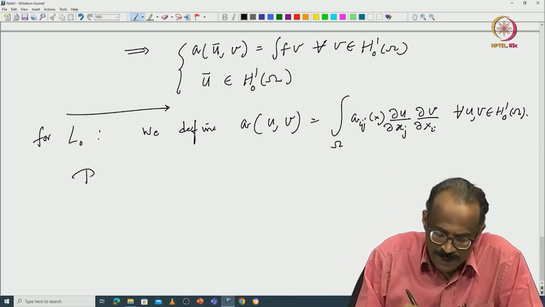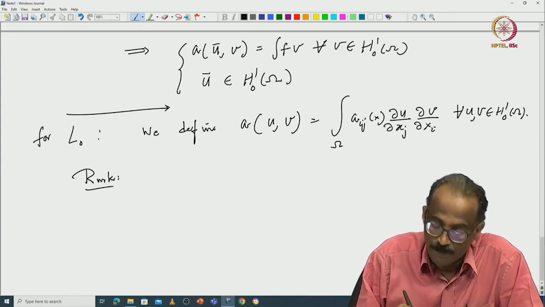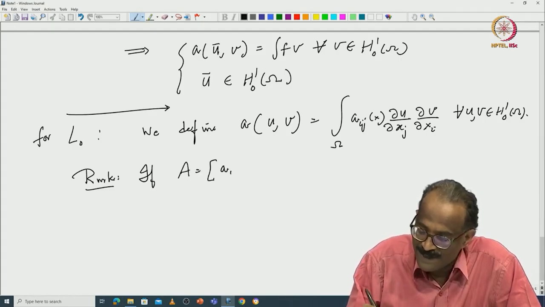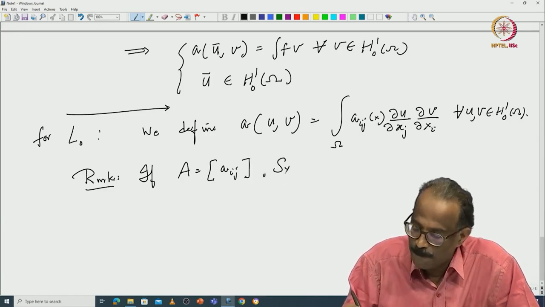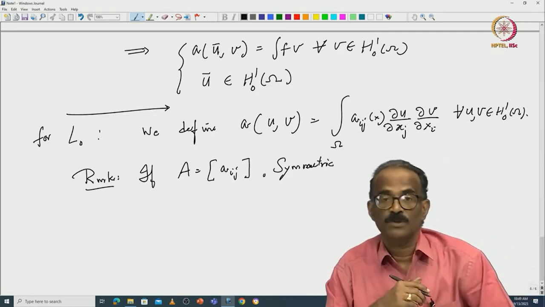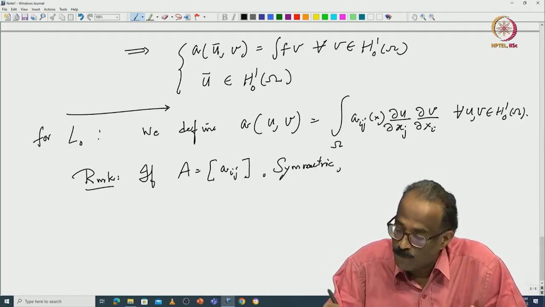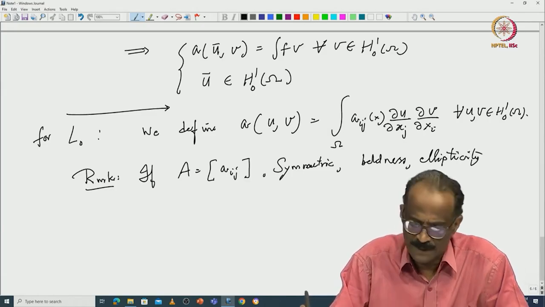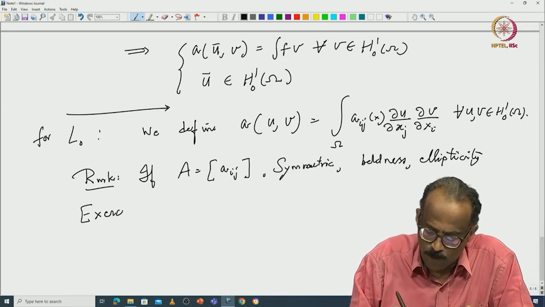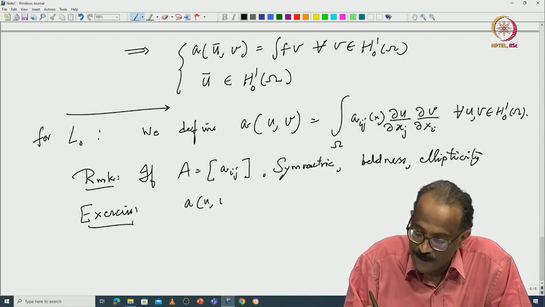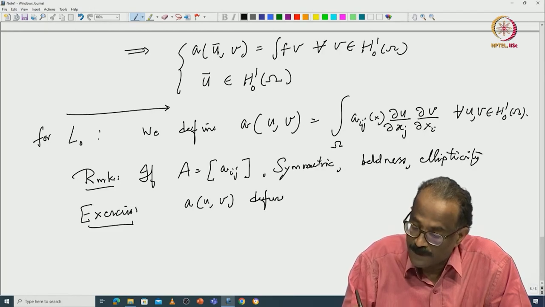So, one remark, which anyway we are going to formalize. If A equal to Aij is symmetric, this is an additional assumption, at the end of it we do not need it, but there are advantages if you assume symmetric. If A is symmetric, and of course with the boundedness and ellipticity, this is a simple exercise which you can show, then A(u,v) defines a new inner product.